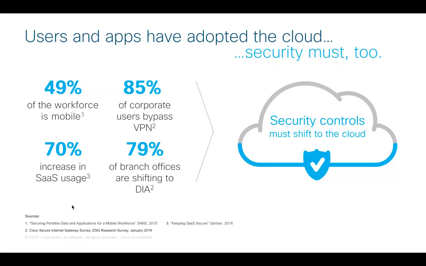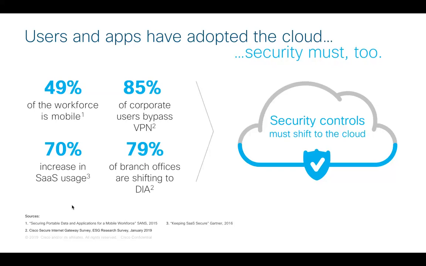Another interesting area that we're seeing with regards to lots of activity and growth is the shift to DIA. We're seeing that 79% of organizations are shifting some or all of their branch offices to DIA, so direct to internet. What's also very interesting is that organizations that are highly distributed are at 100% DIA, and they are moving at a much faster rate with their adoption, about three times the pace of their counterparts.